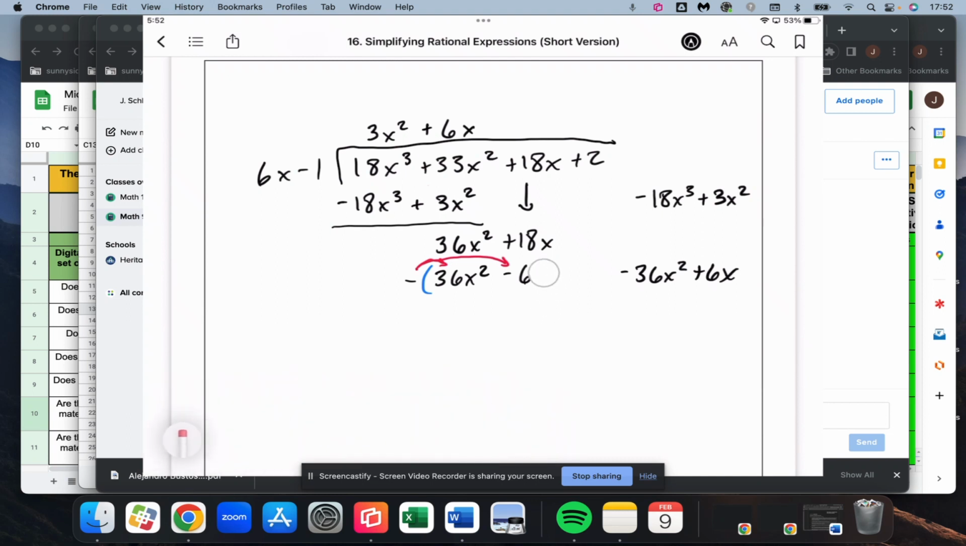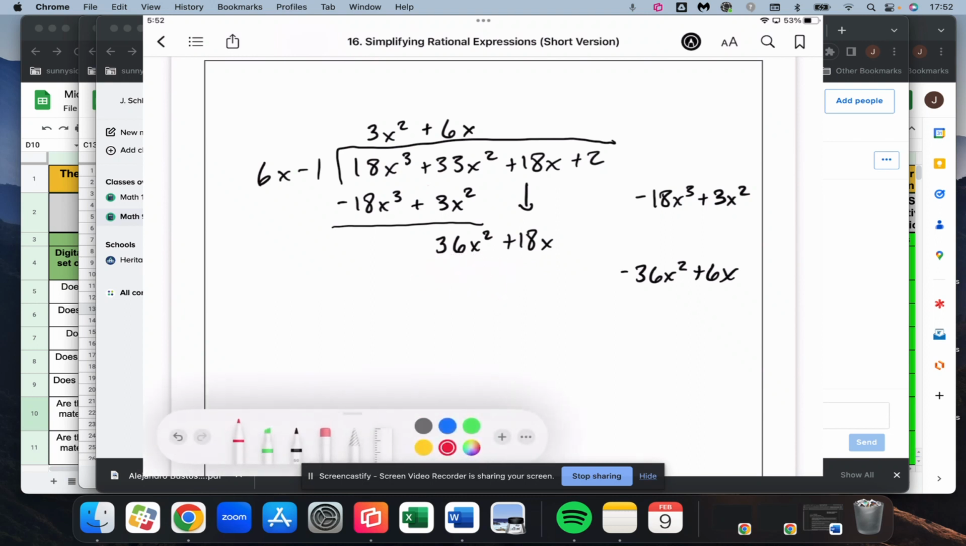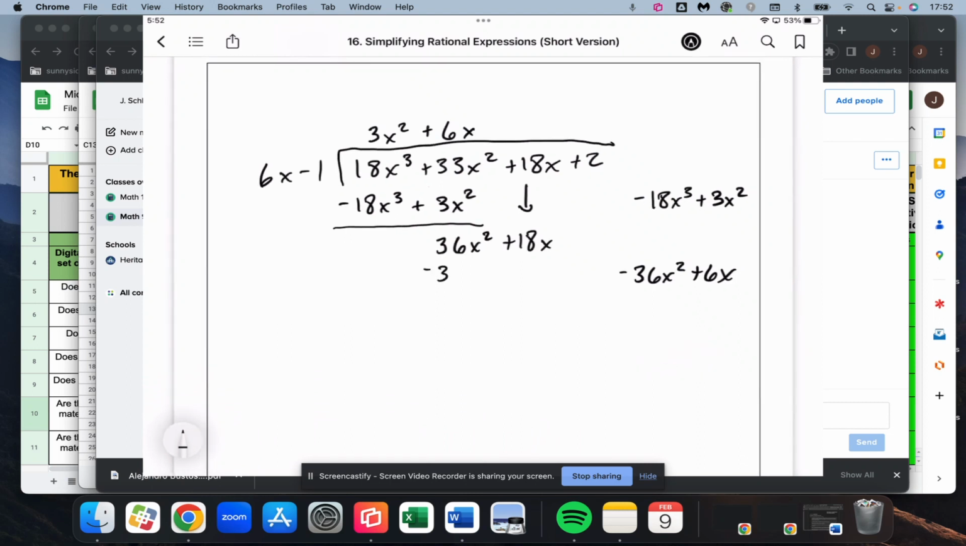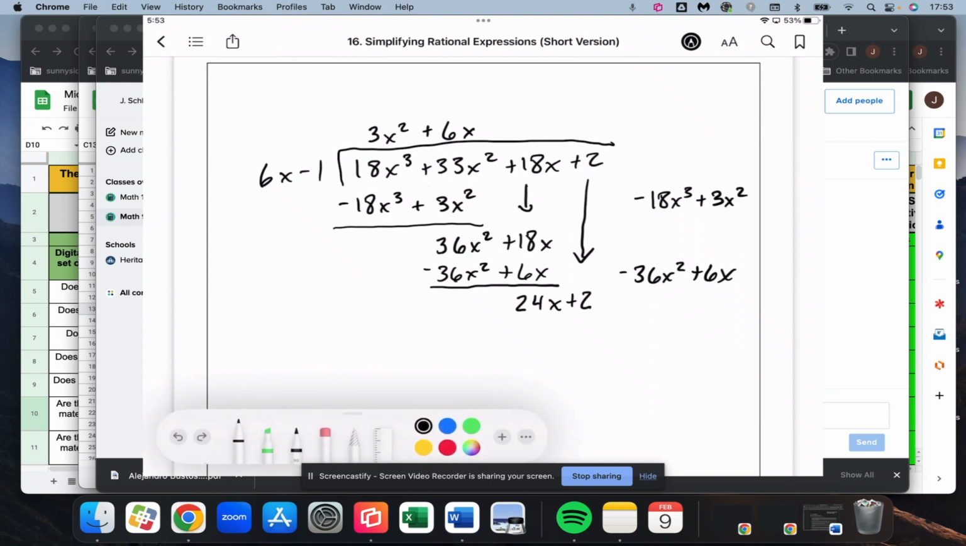So we're going to replace this with what we want over there, which is the one that actually has the negative distributed. So minus 36x squared plus 6x. So we've got 18 plus 6 is 24x. Bring down the 2. And so 6 goes into 24 4 times. 4 times 6x is 24x. 4 times negative 1 is negative 4.